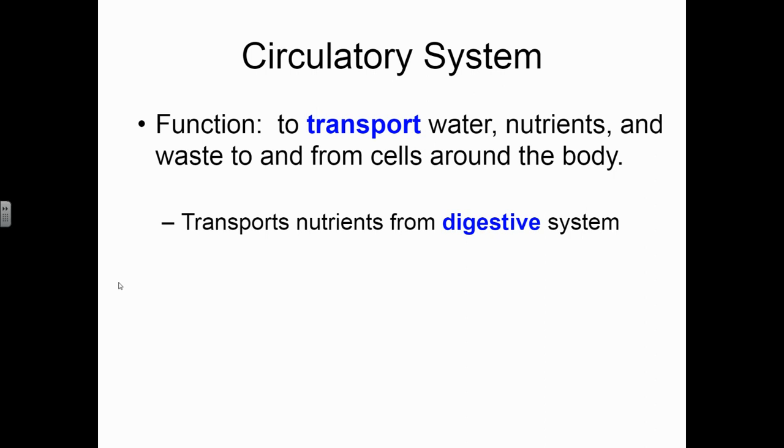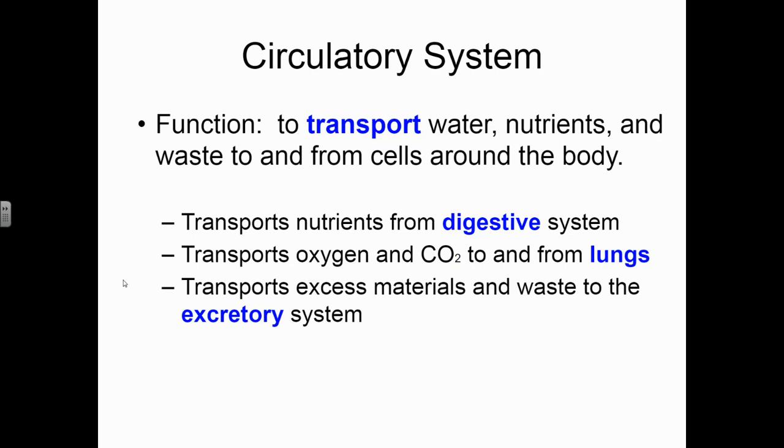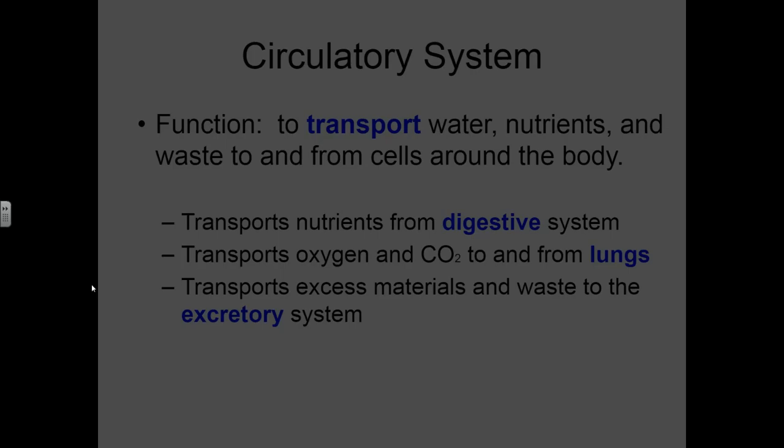So to transport nutrients, we're going to be connected to the digestive system. We have to transport oxygen and carbon dioxide, and that happens in the lungs, in the respiratory system. And then your circulatory system is also going to be connected to your excretory system, which is your kidneys and liver, in order to get rid of extra materials and waste products that might build up in your body. We're going to take a look at the different structures that are going to allow this to happen.